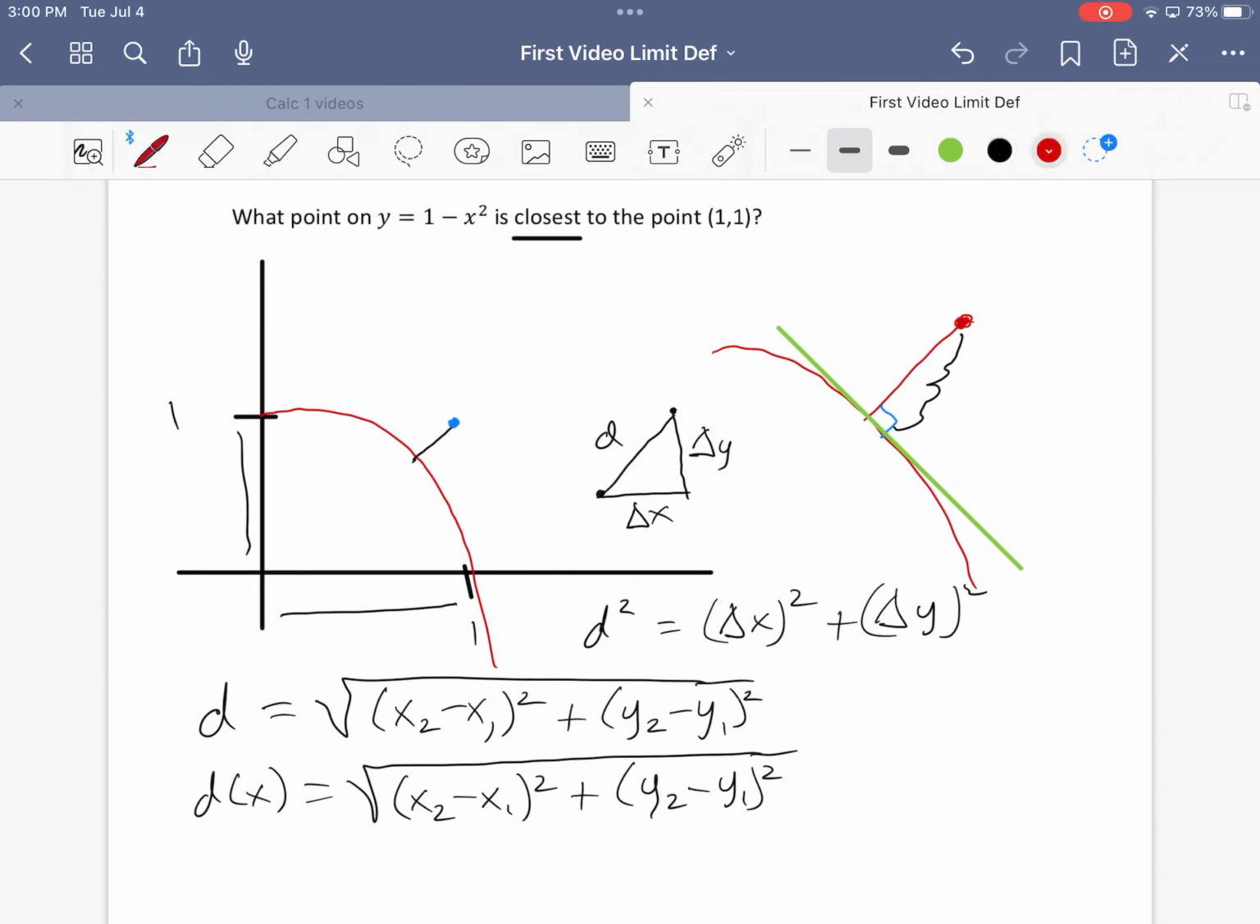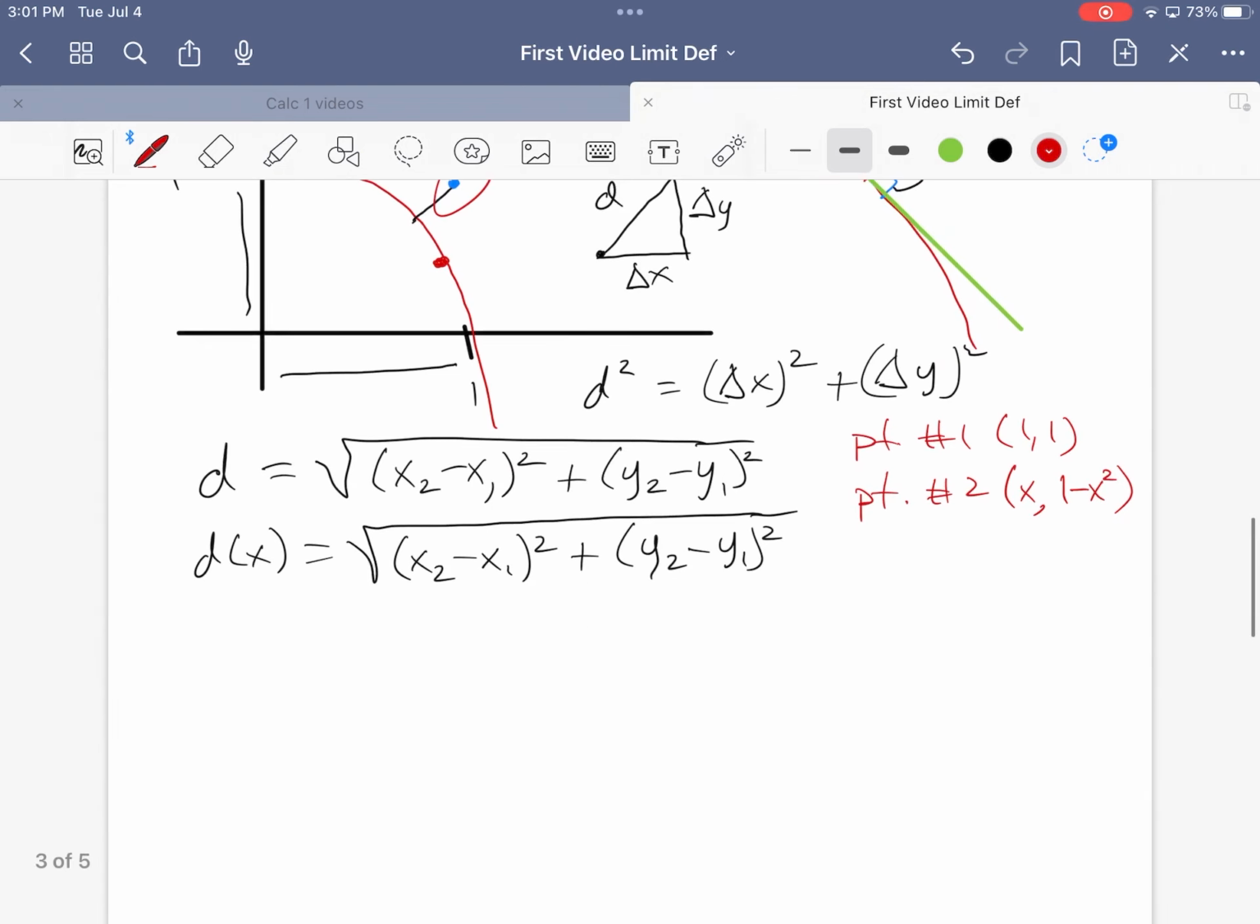Okay, and so what we'll do here, we know our 2 points. We'll say that point number 1 is the point (1, 1). So that's this point here. And then point number 2 is whatever point is on the actual curve. So when we're on the curve, any point on this curve is (x, 1 minus x squared), because this is the function. This tells you that if you want to get a y out, you plug in an x, and that's how you come up with it. So this is what we're going to do.